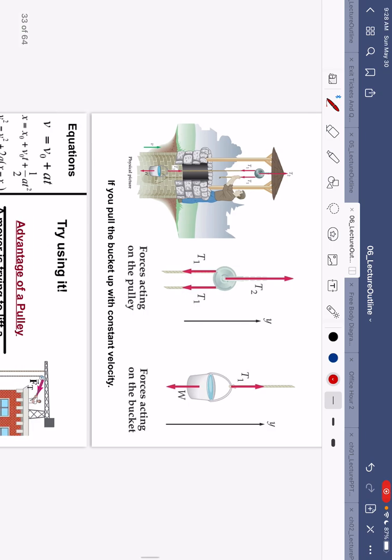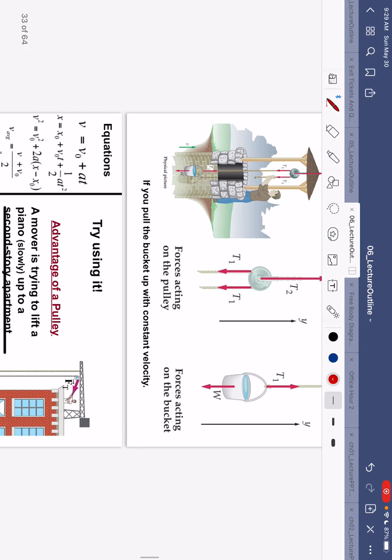For example, here we have forces acting on the pulley. Like that, T2 is equivalent to T1 plus T1. And here, T1 on the right one, T1 equals W.